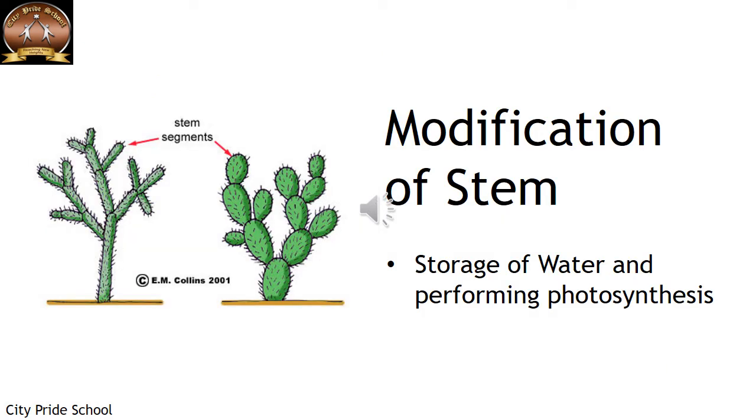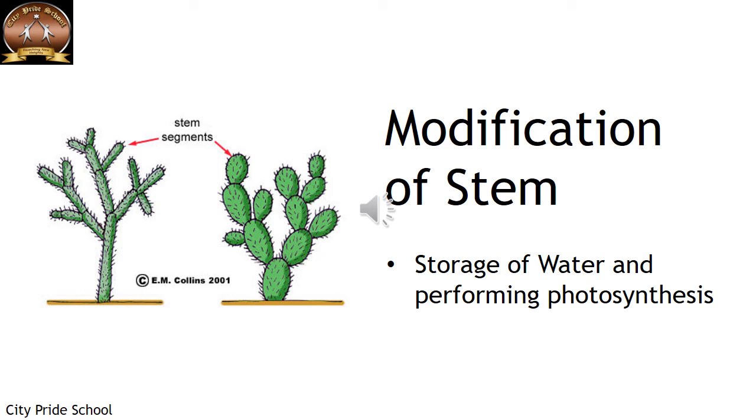Here there is another modification, found especially in the desert, where the stem is green in color and fleshy, and the leaves have been modified into spines. This fleshy stem helps in food storage. They are fleshy and have the capacity to hold a lot of water, so that even in conditions where there is very little water in the desert, these plants can survive.